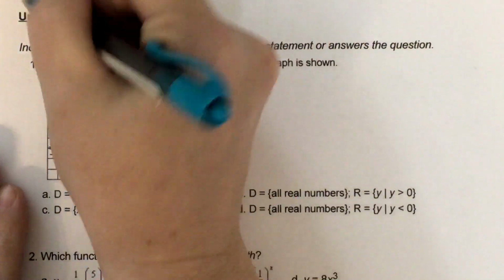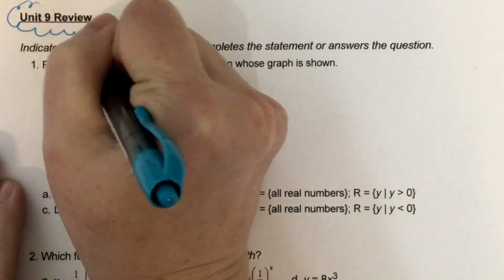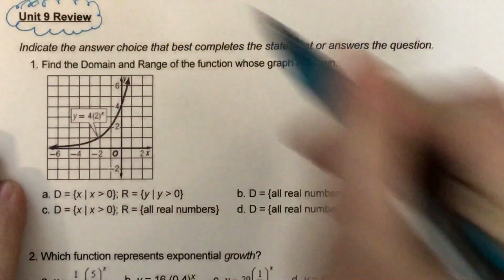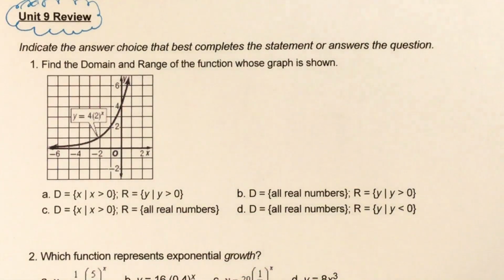Okay, we are going over the Unit 9 review. This unit has been short and sweet, so I hope you do really well on this test. It's not over a ton of material, and I don't think the material is too hard. So good luck. All right, number 1, find the domain and the range.